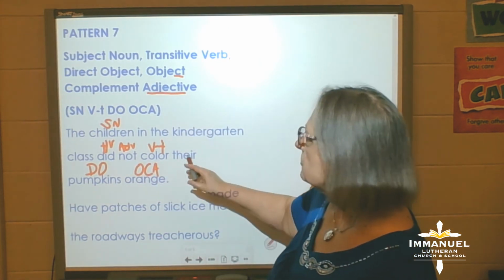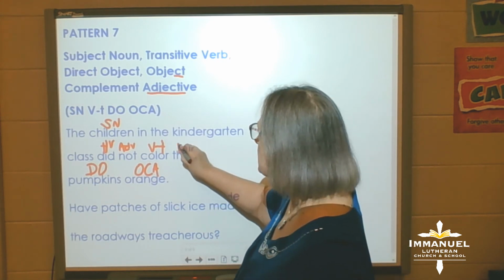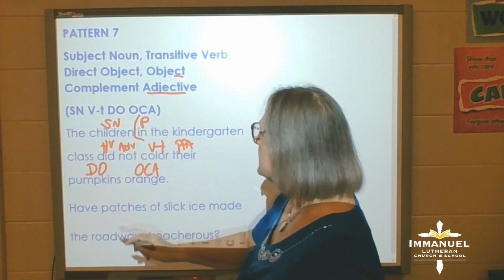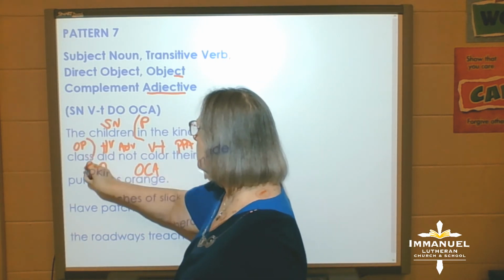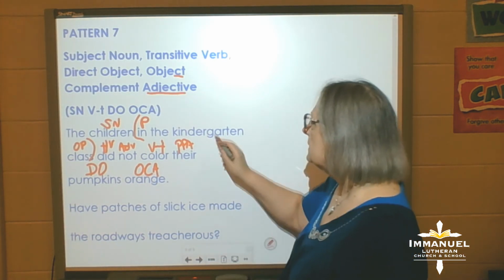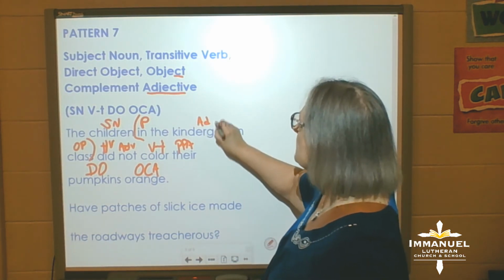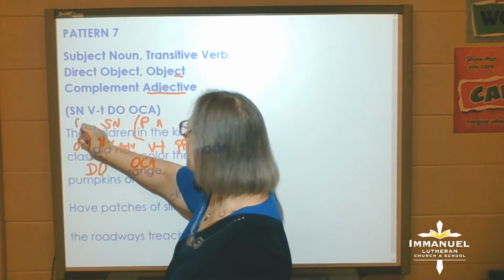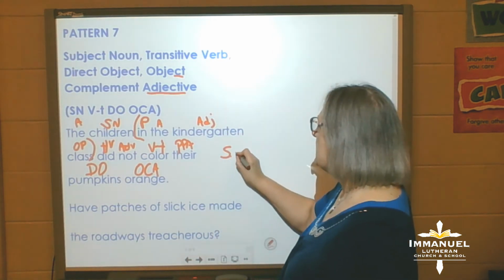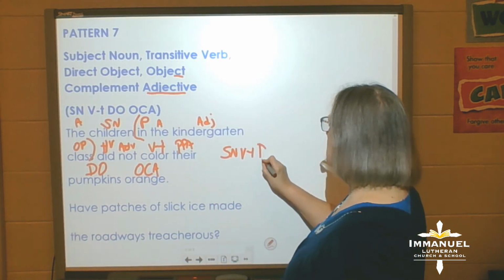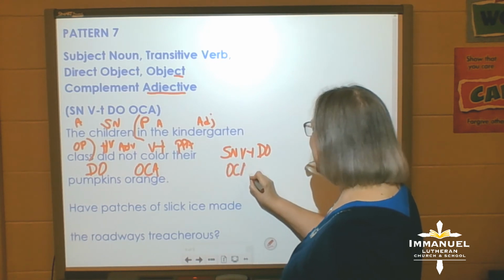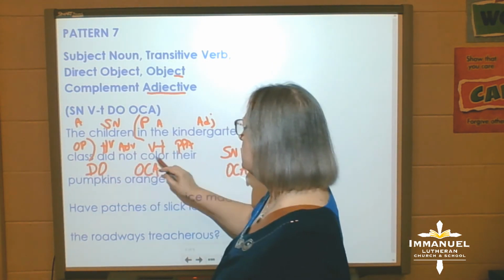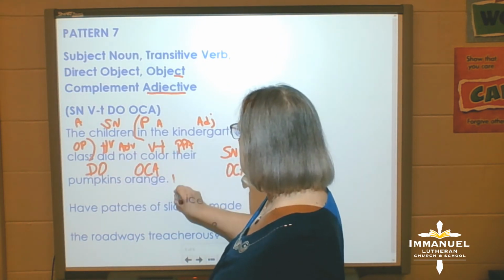Let's back our way through. Whose pumpkins? Their, possessive pronoun adjective. In, preposition. In what? Class, object of a preposition. What kind of class? Kindergarten, adjective. I suppose you could ask which class too, that would work. The, article adjective. So we have subject noun, verb transitive, direct object, object complement adjective, pattern 7, check. Is everything marked? Yes. Period, statement, declarative sentence.